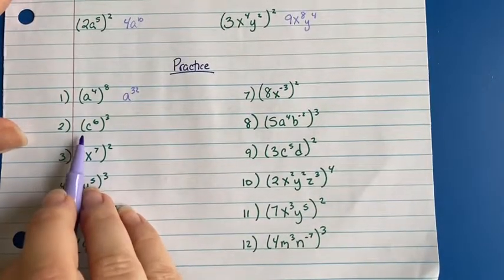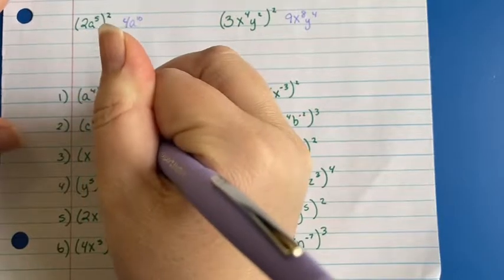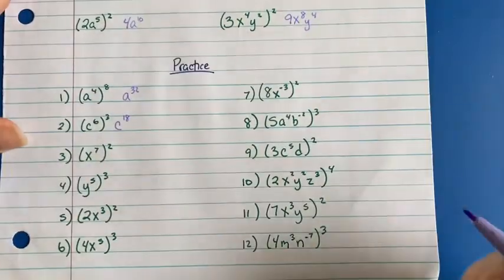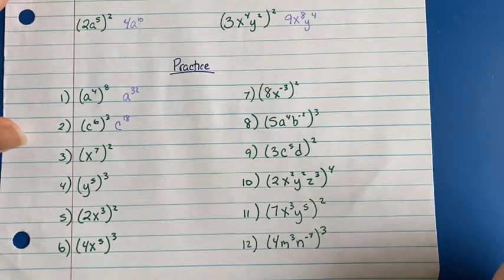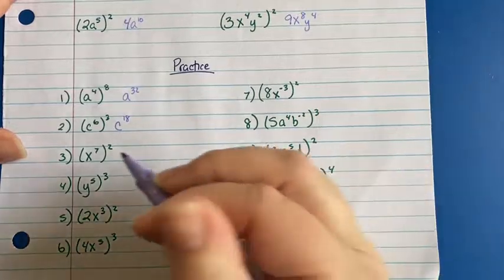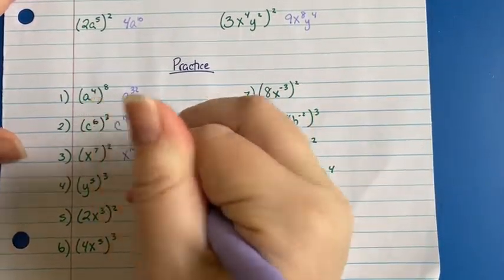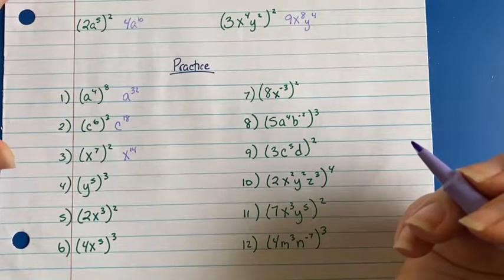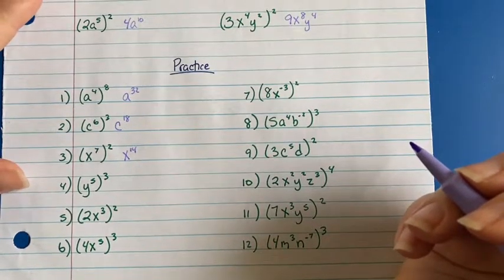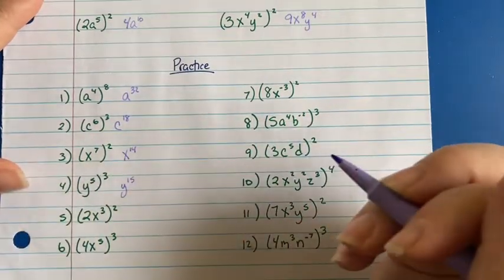Same thing with number 2, c to the 6th to the third power. That'll be 6 c's 3 times. That's c to the 18th power. X to the 7th raised to the second power would be x to the 14th power. Y to the 5th to the third power is y to the 15th power.